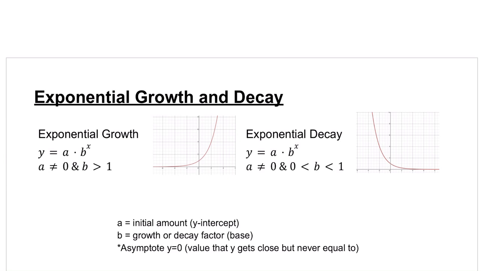Also note that if you see a negative a value, that means the exponential function as a whole is vertically reflected over the x-axis.